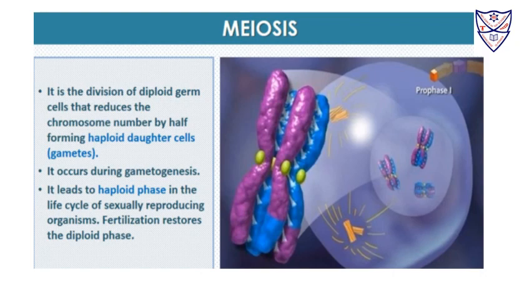It occurs during gametogenesis, that is, during the production of sperm and egg cells. It leads to the haploid phase in the life cycle of sexually reproducing organisms. Because the chromosomes are haploid, the 23 chromosomes of the egg and the 23 chromosomes of the sperm will join together to restore the diploid phase, that is, to form the 46 chromosomes.